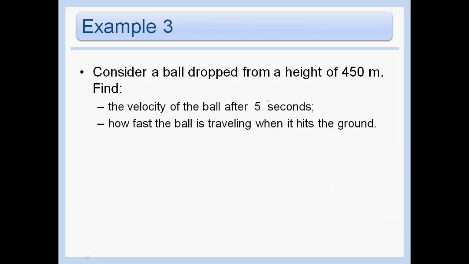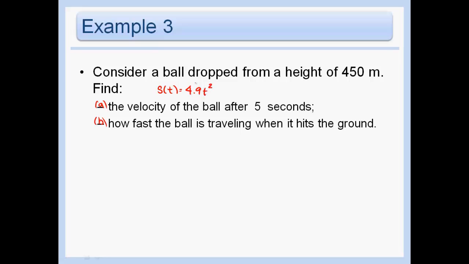So let's go ahead and consider a ball dropped from a height of 450 meters. Let's find the velocity after 5 seconds. And then let's find how fast the ball is traveling when it hits the ground. So let's call this A and this B. Okay. So remember the equation. You do not have to memorize this, but the position is given by 4.9 t squared.